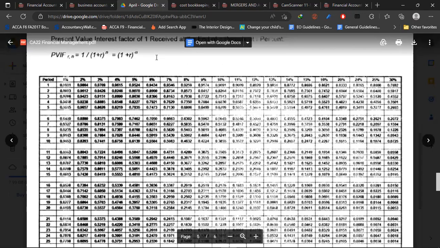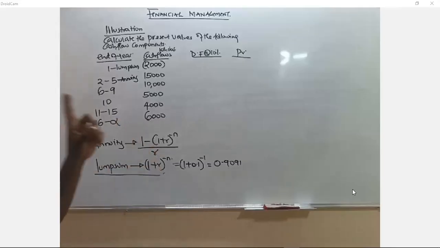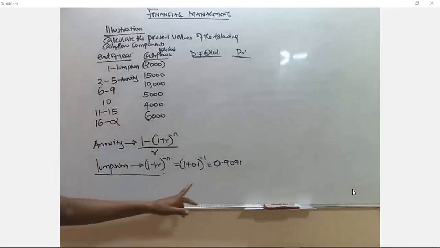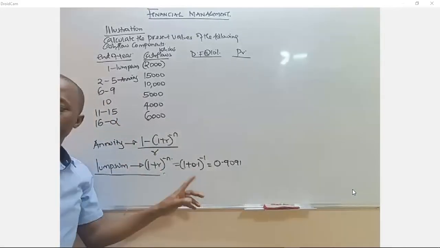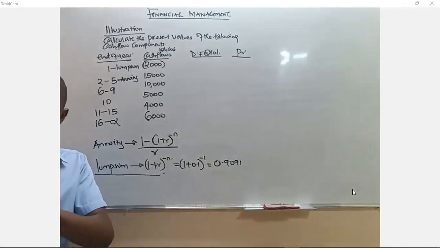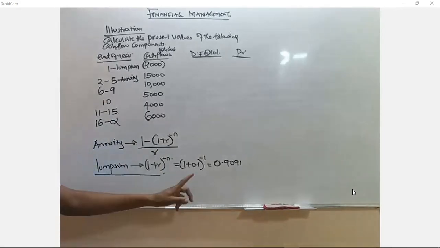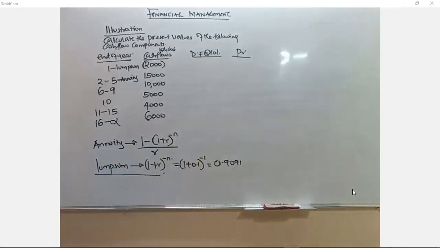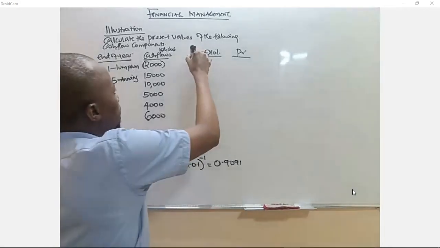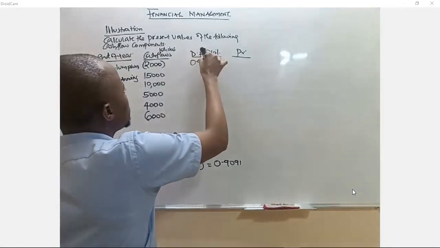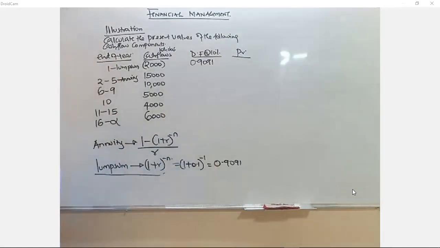So if you do not know how to use the formula, you can just use the tables. But I like students to use the formulas, because the examiner can confuse you. They will give you a rate that is not on the table, and they like you to fail. Mark my words. So you need to be doing it using the formula. In this one, I just need to place here 0.9091.